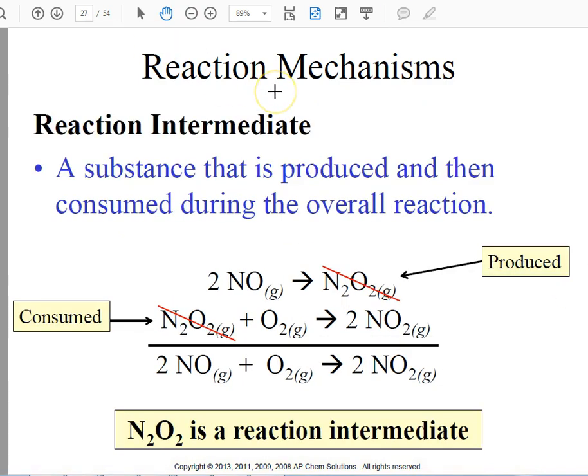A little bit of vocabulary about these mechanisms is something called a reaction intermediate. If you have a substance that's produced, like this N2O2, but then consumed in the next or some subsequent step, if you've got 3 or 4 steps, it is produced and then consumed during the overall reaction, it is called an intermediate. And those always cancel and you never see them in the overall reaction. So without this kind of behind the scenes footage, you would never even know that that was part of the reaction.